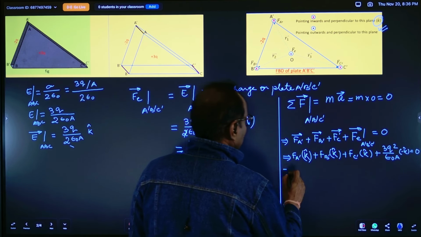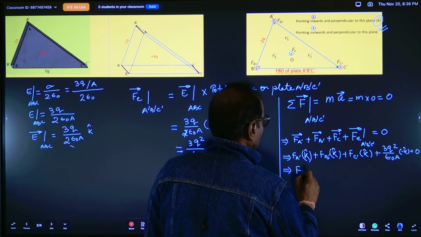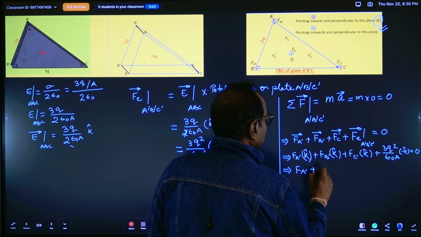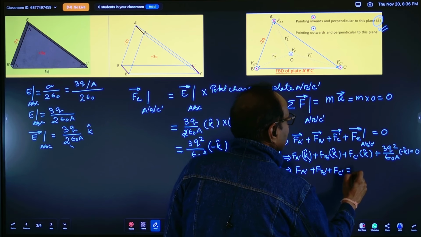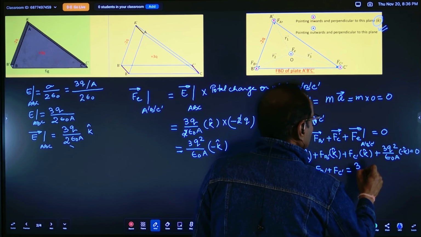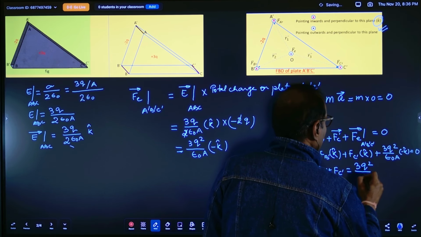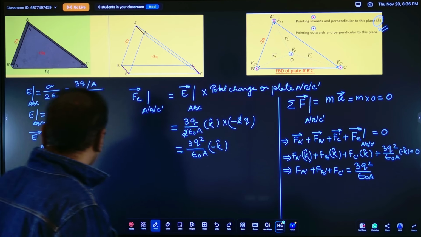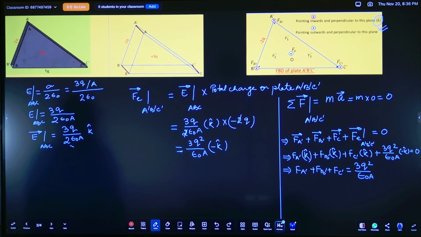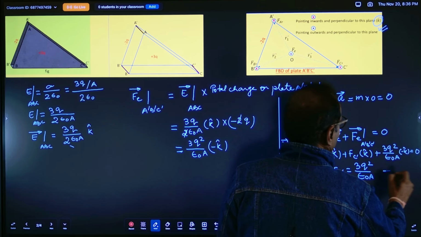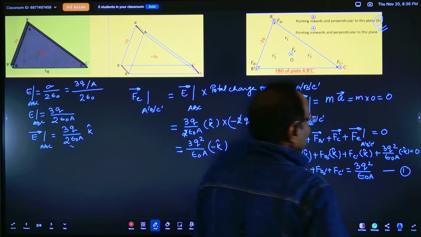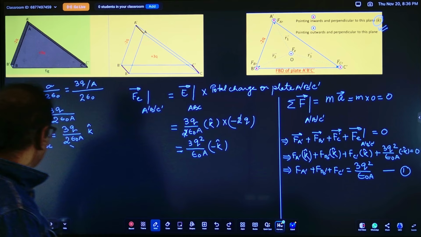So what did you get from here? Fa prime plus Fb prime plus Fc prime is equal to 3q square divided by epsilon naught A. You can give the name of the equation 1, 2, 3 as per your convenience.